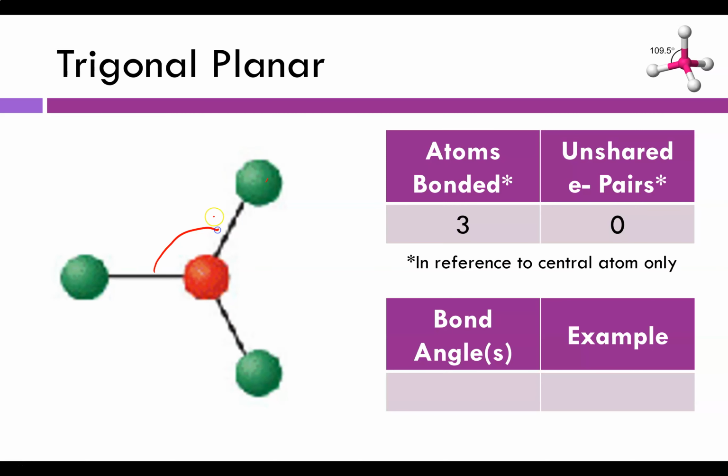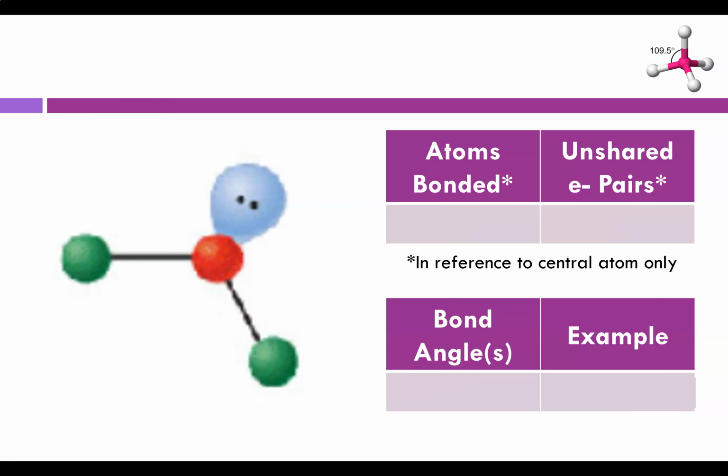What do you think the bond angle would be? It goes around in a circle, divided by 3. 120 degrees as a bond angle. And what atom is most likely present if we have only three bonds on the central atom? Hopefully you're thinking boron. Something like boron trihydride, BH3, is a good example of a trigonal planar molecule. It is possible to take off one of those bonded atoms and replace it with an unshared electron pair.